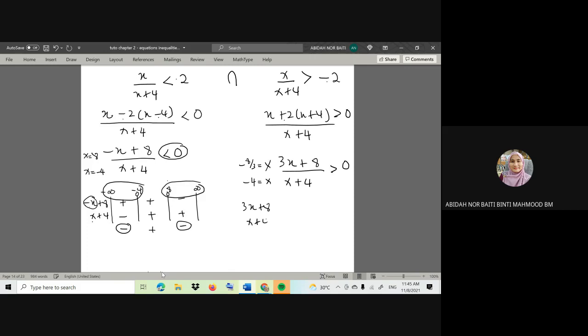So x plus 4, negative infinity. So siapa dulu? Negative 8 over 3 or negative 4 dulu? Negative 4. Negative 4 dulu ya? Betul? Negative 4 dulu. Betul, madam.